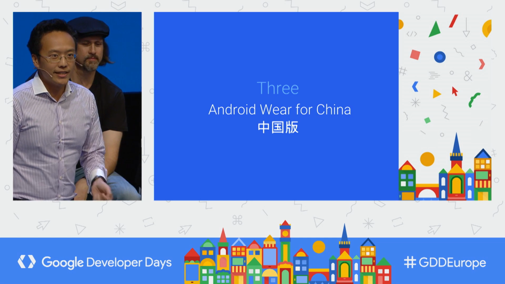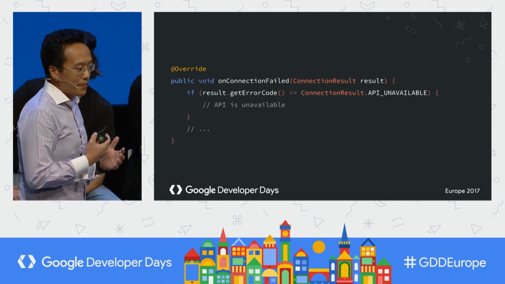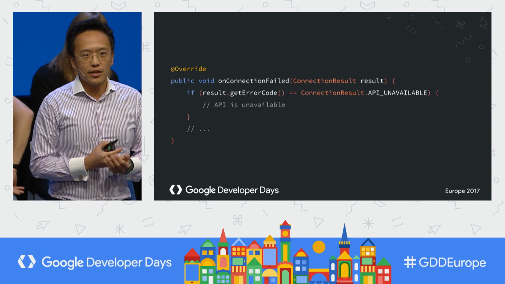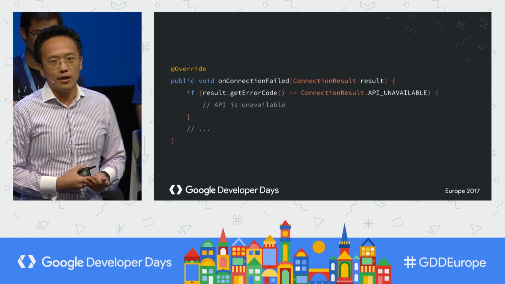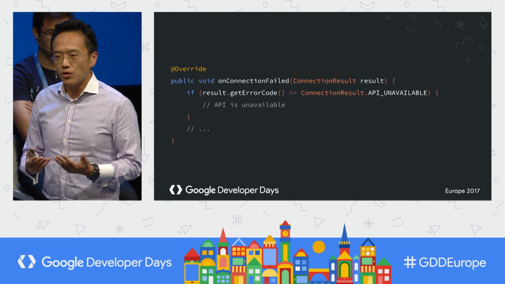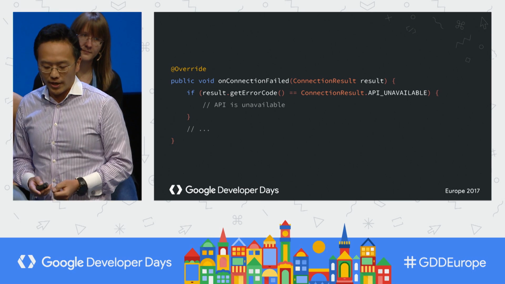Last but not least, Android Wear for China. So we are in China, and it is extremely popular. It is our second largest market around the world behind the US. And as you know, many of the Google services are not available in China. And so one of the things that you should do as you use Google Play services on Android Wear is to check that it is available.